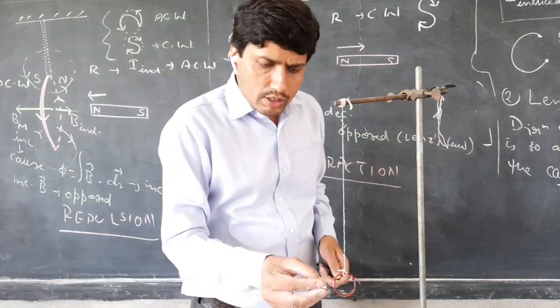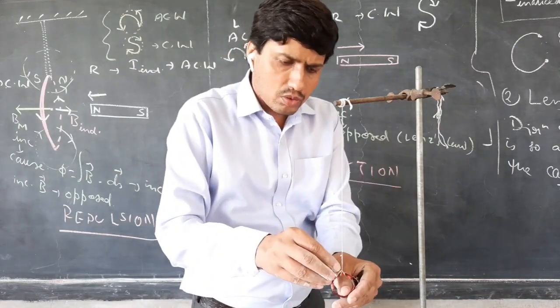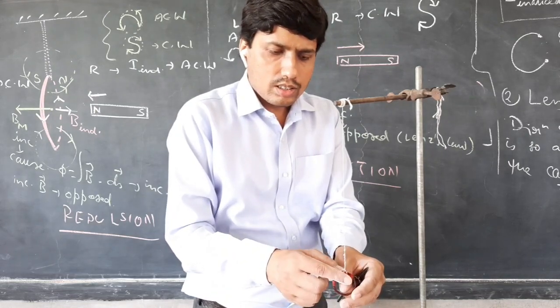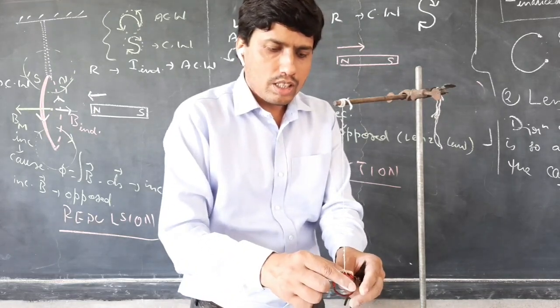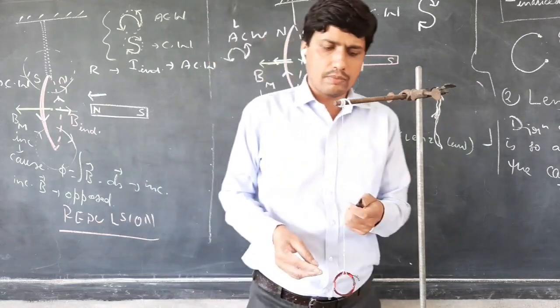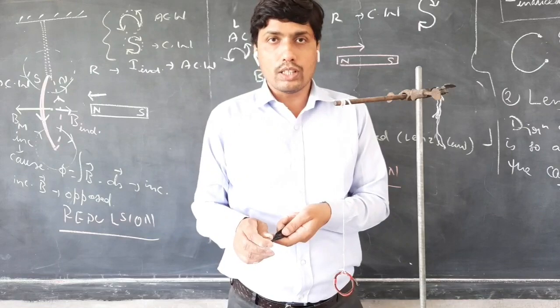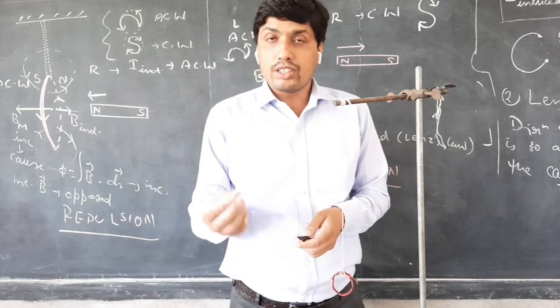I can bring it close. You can see there is no attraction. No attraction, nothing. Clear? Instead, this is a material made of iron. It shows some attraction. You can therefore presume that this is a magnet.